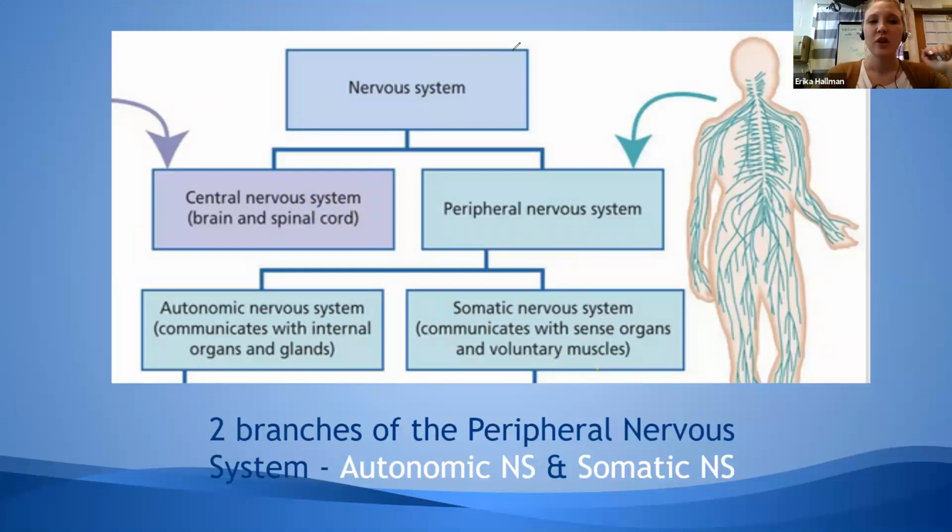So let's first talk about the difference between the 2 branches of the peripheral nervous system, the autonomic and the somatic. And I have 2 little tips to help you remember the difference between these. The word autonomic to me sounds like the word automatic. Sorry, I accidentally advanced slides and I was not meaning to. Here we go. The word autonomic sounds like automatic to me, all right?